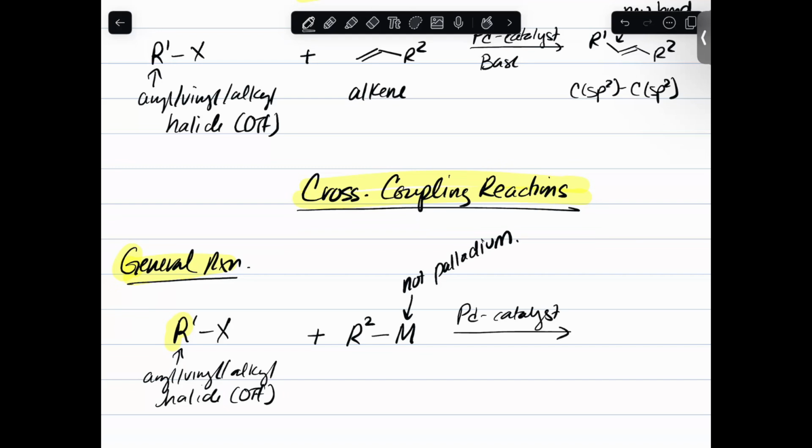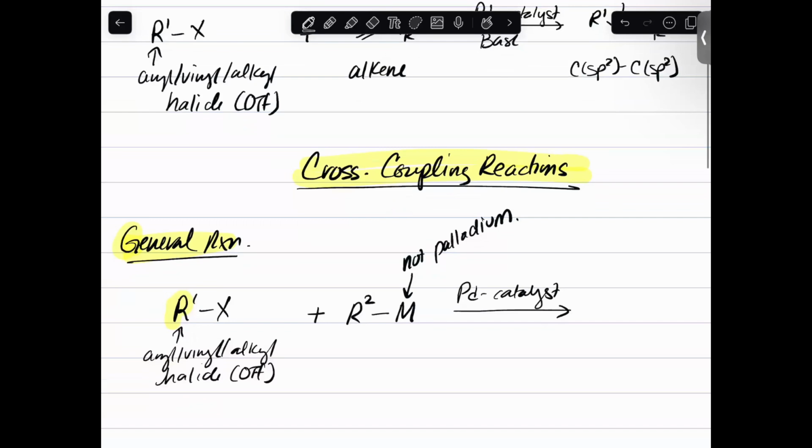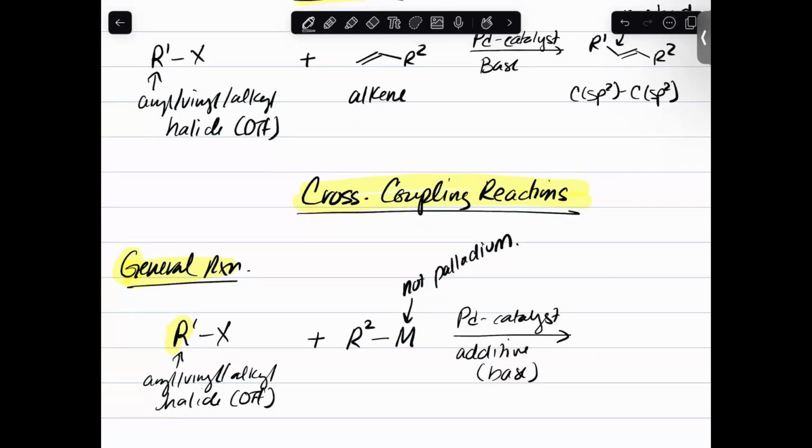Now, in some of these cross-coupling reactions, not all of them, you need an additive, also known as a base. I'll show you when you do need this additive and when you don't. You can see some of the similarities between the Heck and the general cross-coupling reactions. They both need aryl, vinyl, or alkyl halides. They both need a palladium catalyst. On occasion, they both need a base.